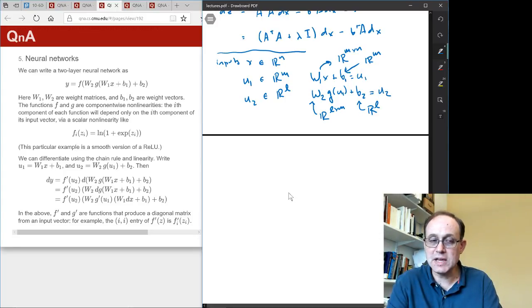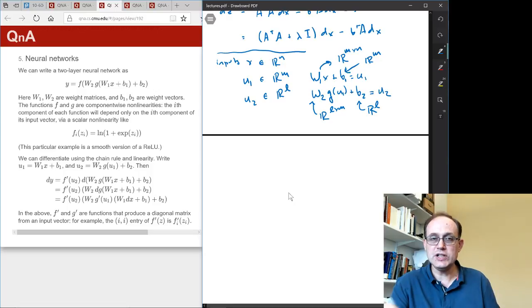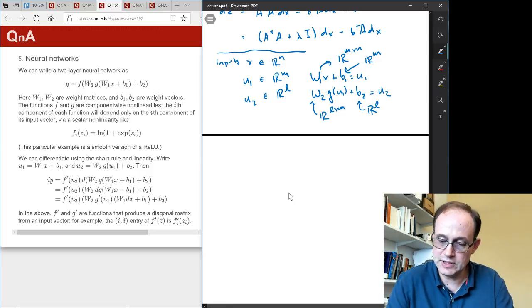And to make it a neural network, G is going to be what's called a component-wise nonlinearity. So that means, U1 is a vector in Rm. G is going to map Rm to Rm. So let's actually write that.